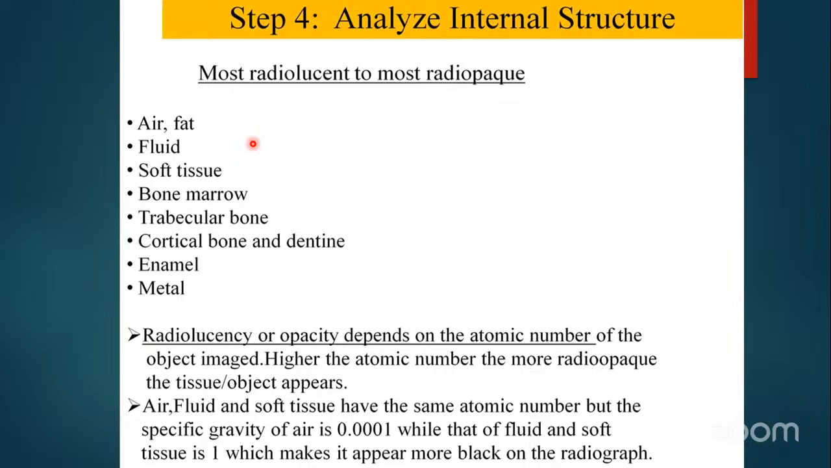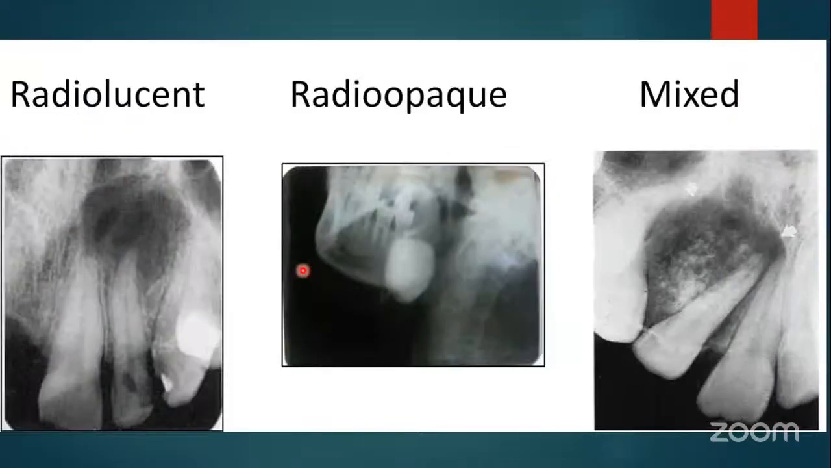So depending on the most radiolucent, that is your air and the fat, going down to the most radio opaque, that is your enamel and your metal. Okay. So this is about analysis of the internal structure of the lesion. It can be completely radiolucent, completely radio opaque, or mixed radiolucent, radio opaque. So based on this, we can give several differential diagnoses.